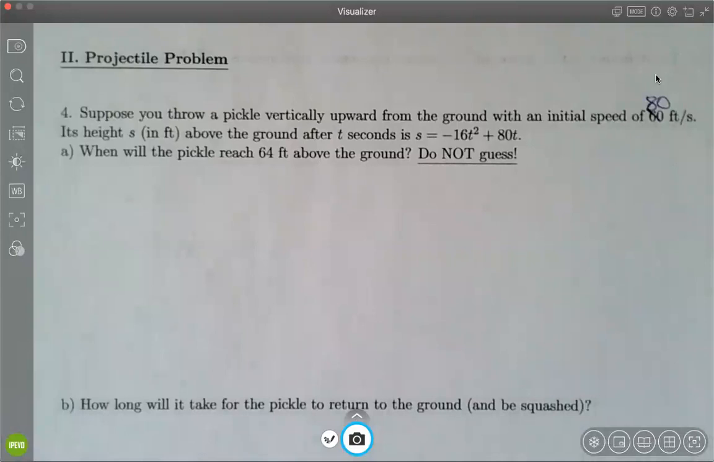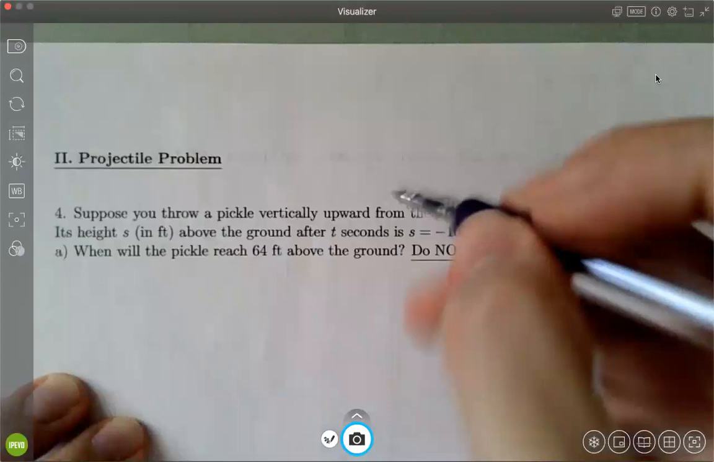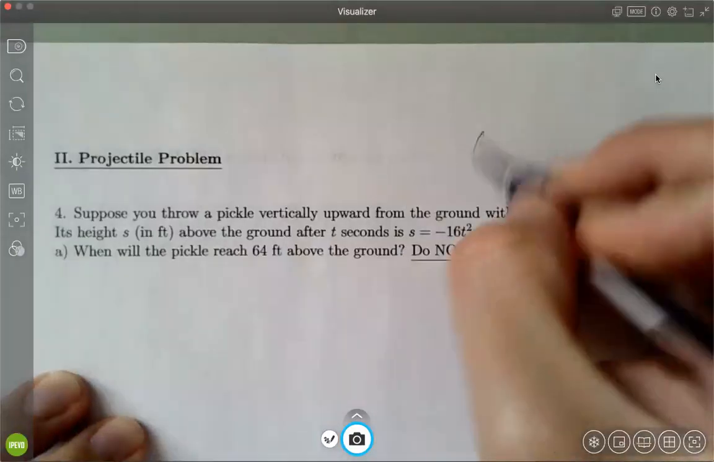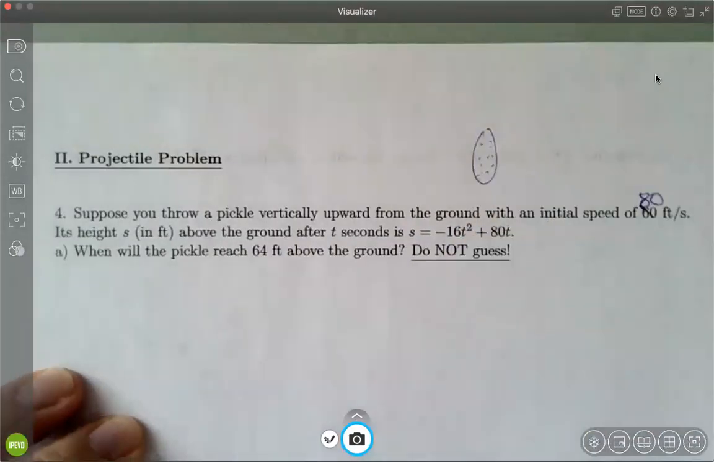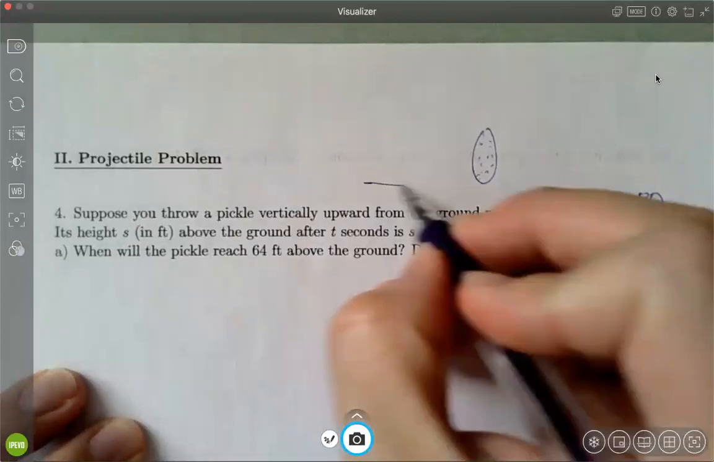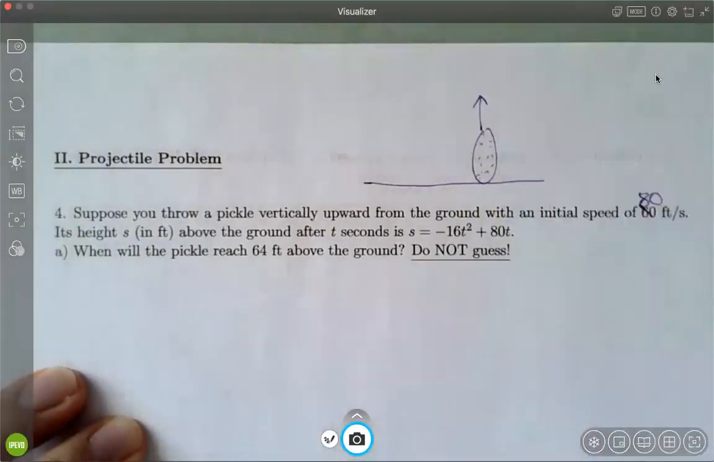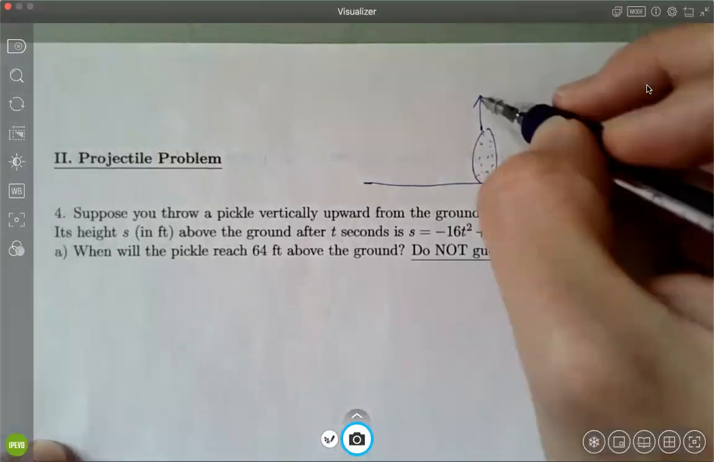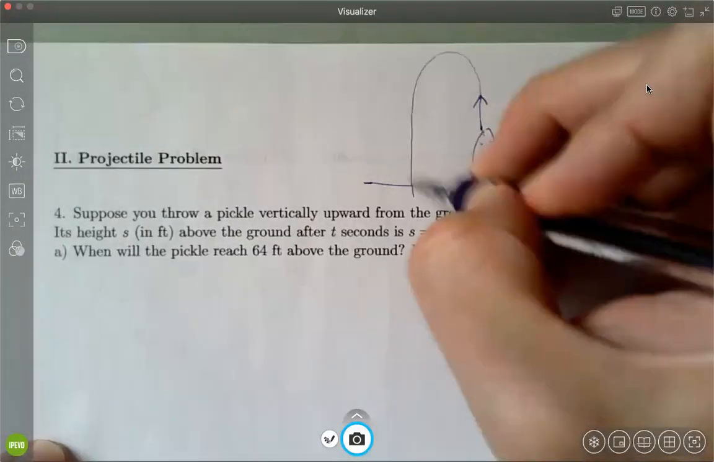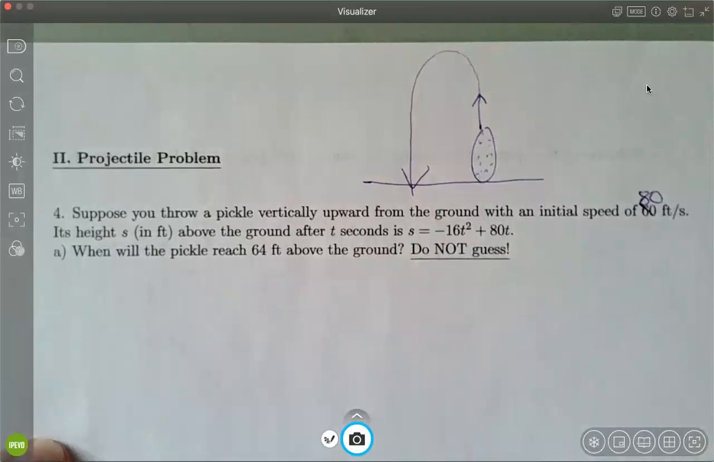Okay, so now what's going on here? What's the situation? So here's a pickle. Looks like a stone. So here's the ground, and it's launched upward, right? Now, you know what will happen to this pickle because of the so-called famous gravity. This pickle will go like this, and then it will come back to the ground, right? It doesn't go all the way to the universe.